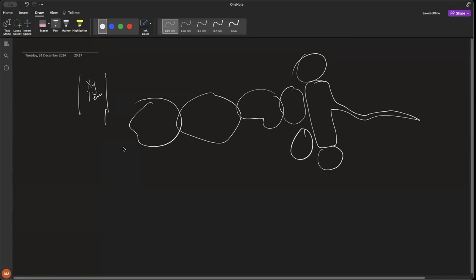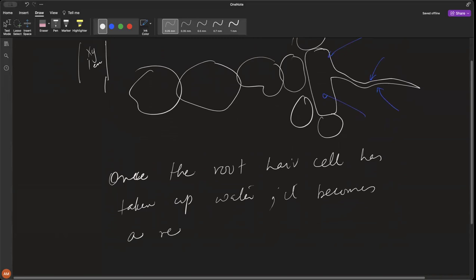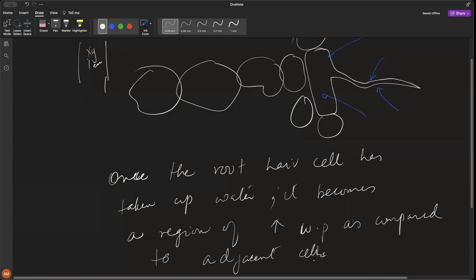All right. So what is going on? Once the root hair cell has taken up a lot of water from the soil, it becomes a region of higher water potential as compared to the adjacent cells, right?